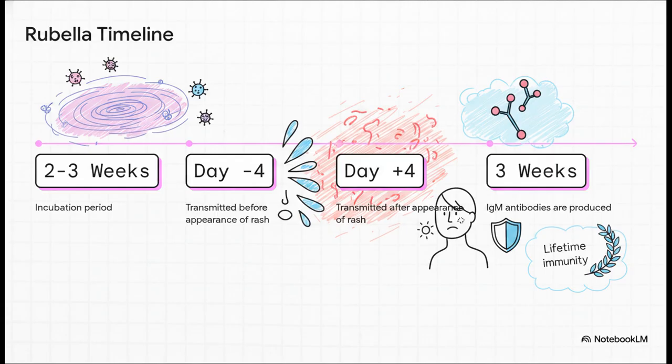The clinical picture usually involves some malaise, slight fever, and a mild rash that starts on the face and trunk before moving to the arms and legs. But here's the kicker: the virus spreads via nasal secretions 4 days before and 4 days after that rash even shows up. Within 3 weeks, the body produces IgM antibodies, which thankfully give lifelong immunity.